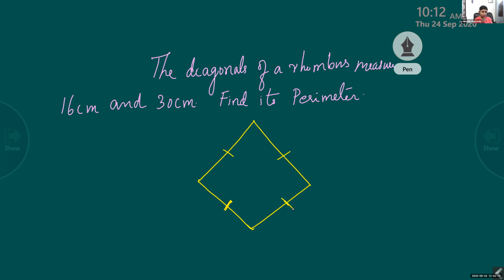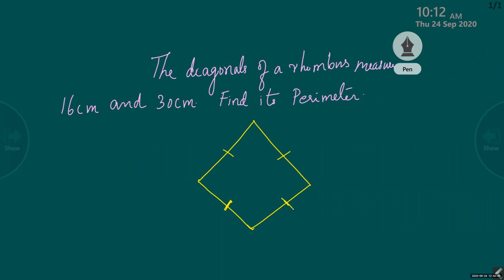Not side into side, that is area, no? 2 into L plus B? Oh, it's not a rectangle. It is a rhombus. All 4 sides are equal. So it is 4 into S, 4 into one side. Clear, children? Because all sides are equal, if you get the length of one side, the perimeter can be found by multiplying that side by 4.